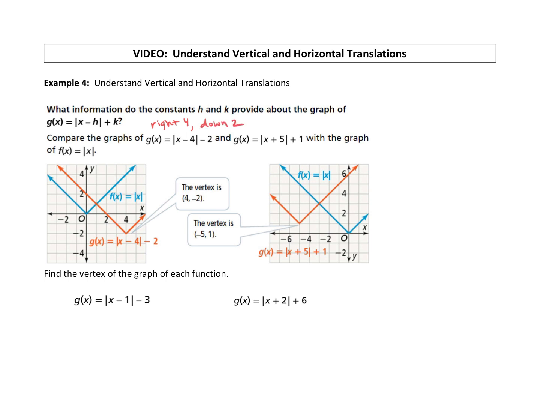So if we look at our graph, here's the parent function. We're at 0, 0. This whole graph is going to shift to the right 4 units. So 1, 2, 3, 4. And then down 2 units, 1, 2. And that's where our new vertex will be. You can see the vertex is 4, negative 2.